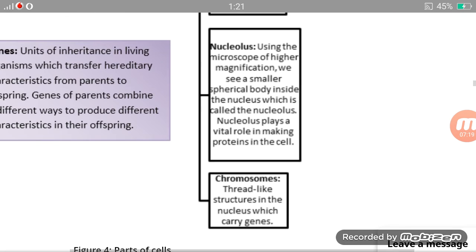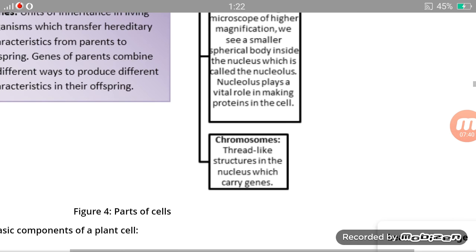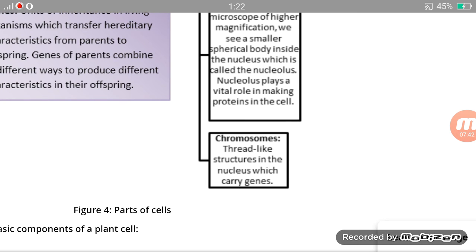Next is the nucleolus. What is the nucleolus? When we use a microscope with a higher magnification, we see a small spherical body inside the nucleus which is called the nucleolus. The nucleolus plays a vital role in making proteins in the cell.